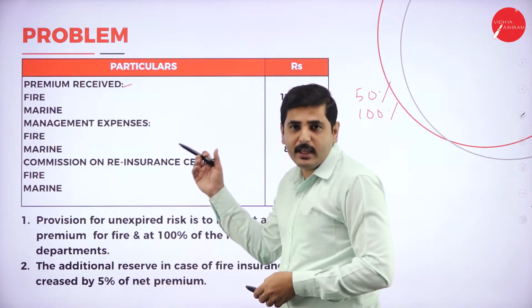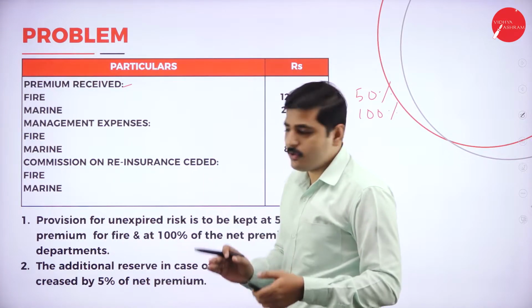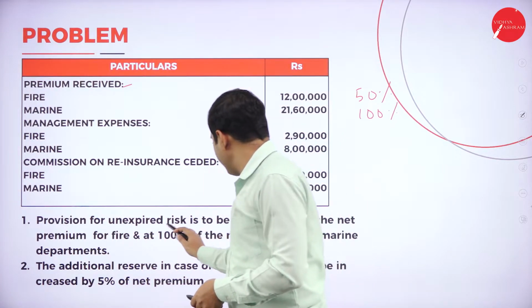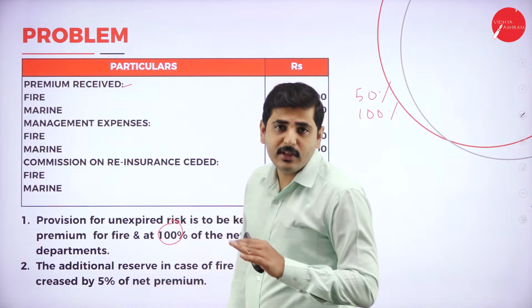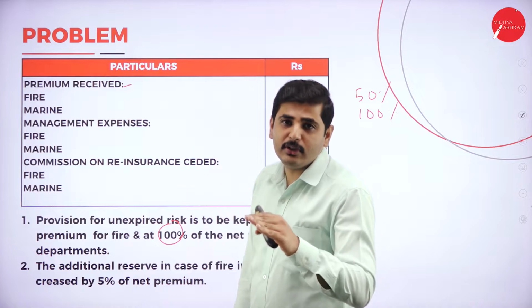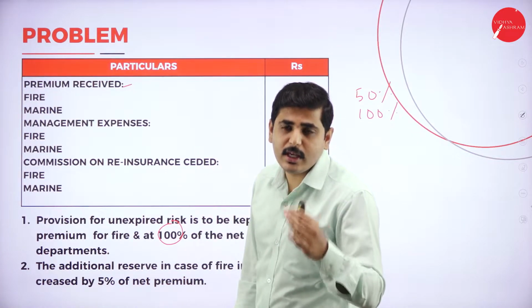So they may give it in the adjustment or not. So we have to keep it. They have given here 50% and 100%. In some problems they will not give this information, even though they did not give, according to the rules, we have to keep this amount.